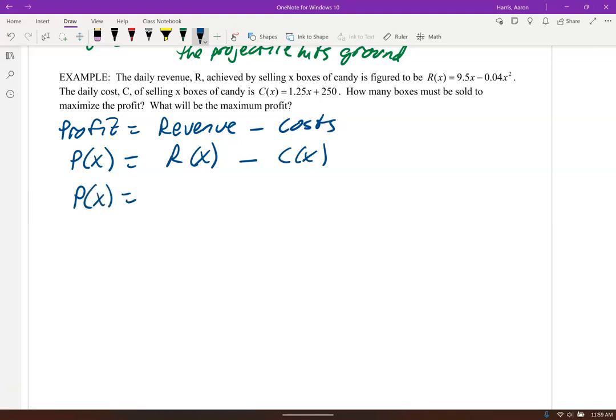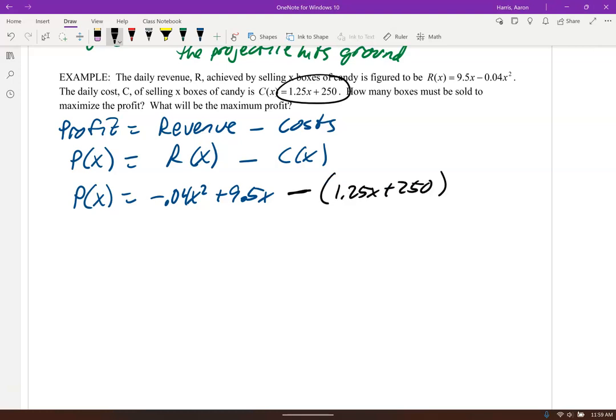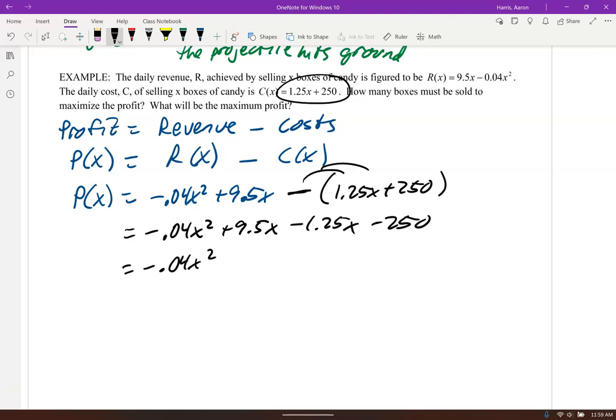Our revenue is negative 0.04x squared plus 9.5x. I wrote that in standard form. There's our revenue minus, now we're going to do our cost, which is 1.25x plus 250. So we have negative 0.04x squared plus 9.5x. Distribute that, minus 1.25x minus 250. So negative 0.04x squared. Let's see, 9.5 minus 1.25, that's what, 8.25? 8.25x, and then minus 250.